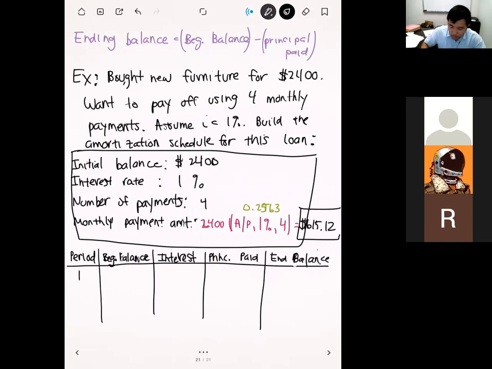The beginning balance for the first month is going to be 2,400, because we haven't paid anything off yet. Our interest payment for that first month is going to be 2,400 times the interest rate, 0.01, so this is going to be $24.